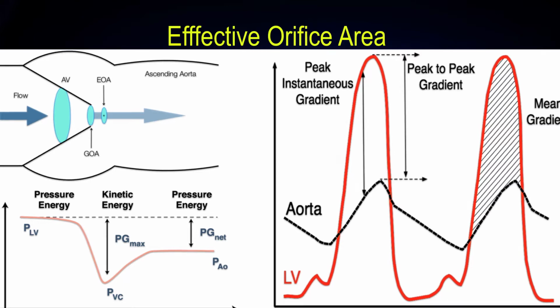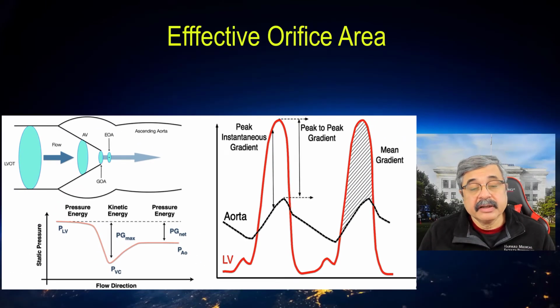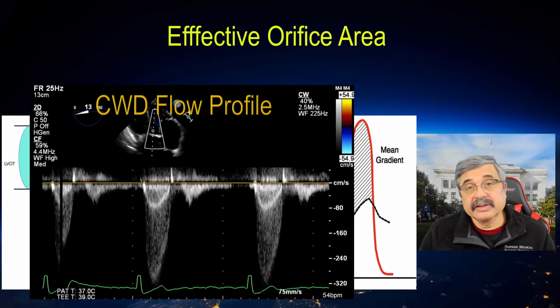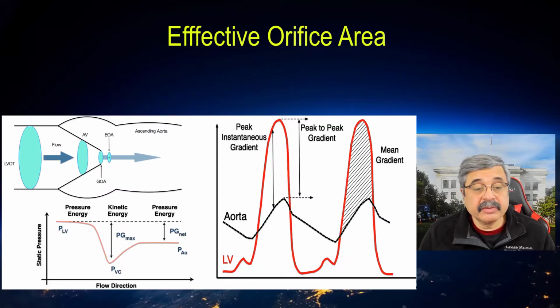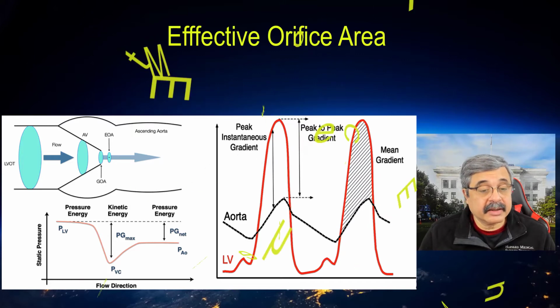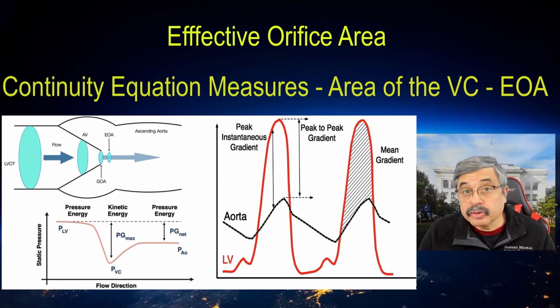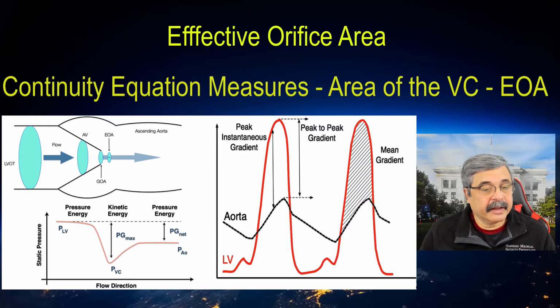The gradient that we measure with continuous wave Doppler is reported as the peak transaortic gradient, that is the gradient between the LVOT and the vena contracta. Therefore, the area that we measure with the continuity equation represents the area of the flow contraction of the vena contracta, that is the effective orifice area and the true afterload burden of the aortic valve.